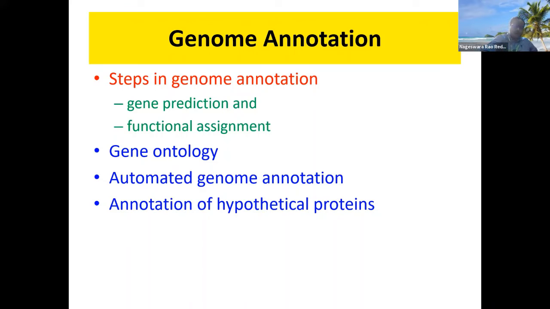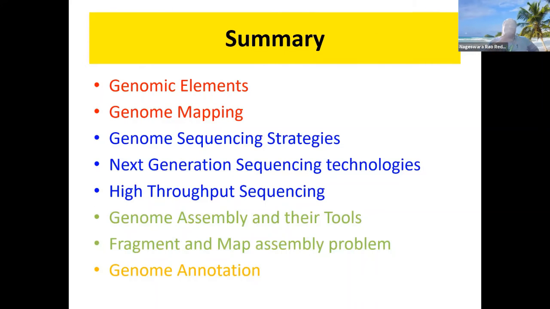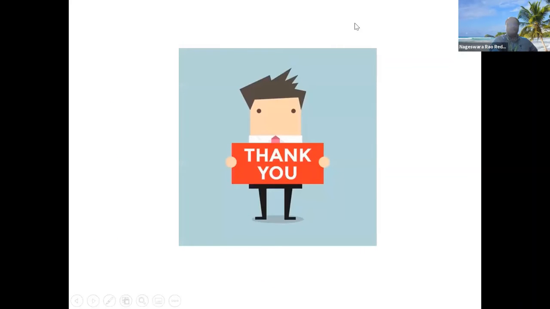So what we learned in unit 1 is genomic elements, genome mapping, genome sequencing strategies, next generation sequencing technologies and high throughput sequencing, genome assembly and their tools, fragment and map assembly, and genome annotation. This is what we have summarized from unit 1. Is it clear to you now?